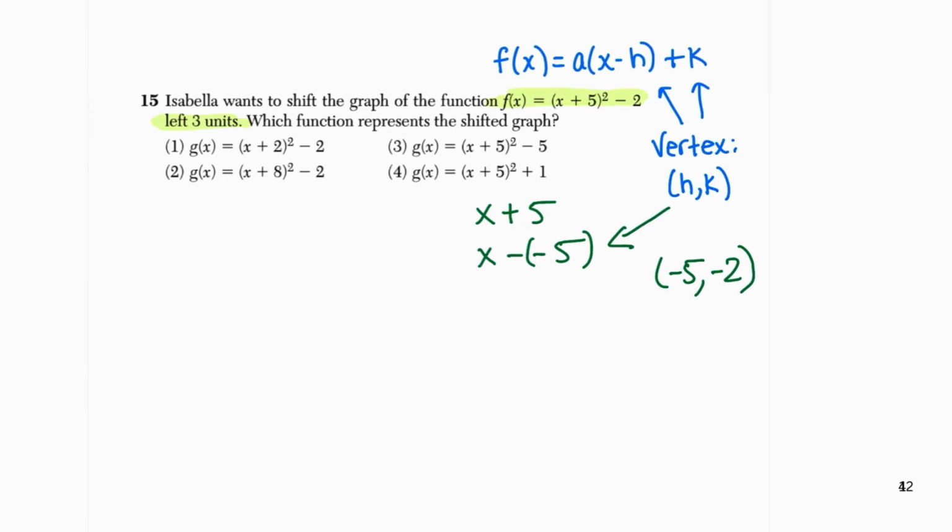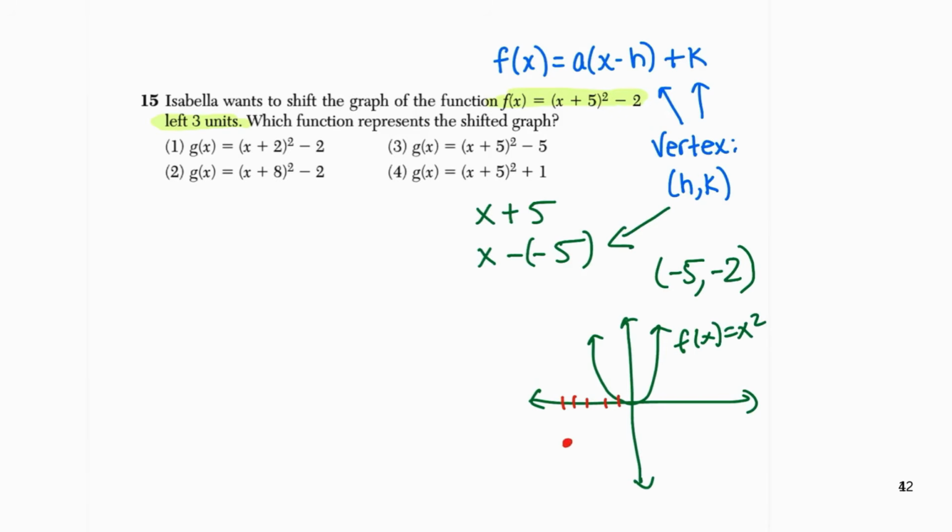So when we try to visualize this problem, if you think about its parent function, if we're going to graph f of x equals x squared, that's going to look something like this, right? Obviously not exact. And then our new vertex is at -5, -2. So 1, 2, 3, 4, 5, down 2. It's going to be somewhere over here. The a value is positive, so I know it's also facing upwards.